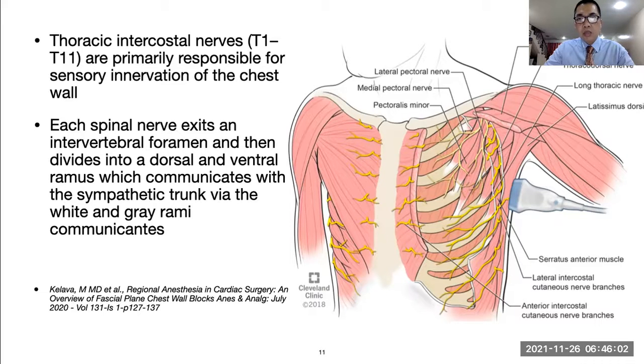So in this picture, for the PECS 1, the lateral pectoral nerve is blocked. For the serratus anterior block, the lateral intercostal cutaneous nerves of T2 to T9 are blocked, and for the intercostal fascial plane block, the anterior intercostal cutaneous nerves are blocked.